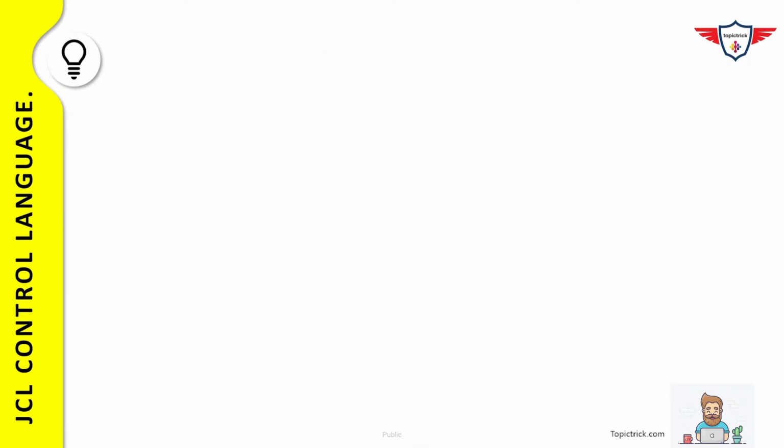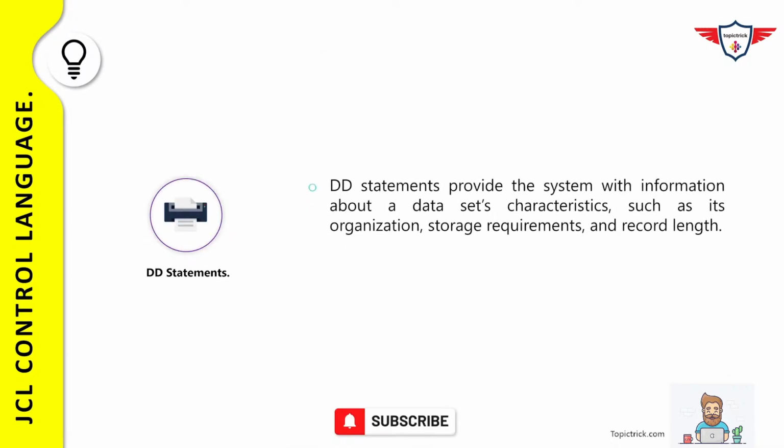Now let's focus on DD statements, or data definition statements. DD statements are generally used to define datasets that you use in your programs. The data definition statements are used to define the characteristics of a dataset. When I say characteristics, that means the record length, storage requirement, and its organization. The syntax of a DD statement is a bit complex because the parameters can be coded in various combinations depending on whether the dataset is new or old, temporary or permanent, or maybe cataloged or uncataloged.